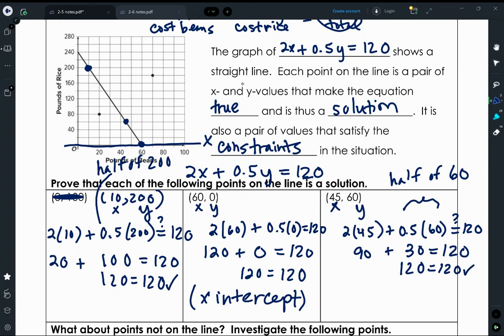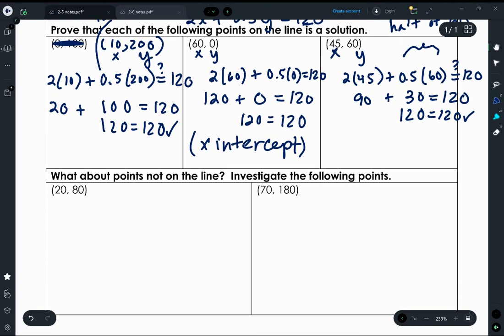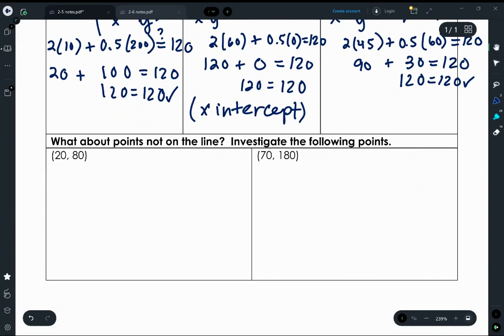So remember, we wrote down in our little paragraph here, each point on the line is a pair of x and y values that make the solution true and are a solution. So this would be a solution right here. This would be a solution right here. I could go through this line and I would come up with lots of different solutions. So for the next two, we're going to be looking at points that are not on the line. So we want to see what's happening there.